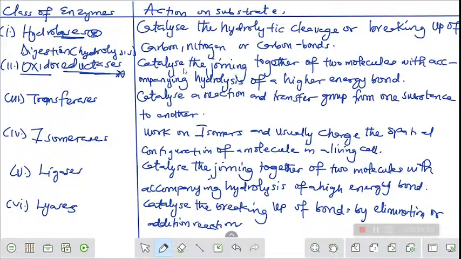So let's go to transferases. What's the function of transferases? Transferases catalyze the transfer of a group from one substance to another. That's their function. They transfer groups from one place to another. Their name is even giving us a clue about them. Hydrolases, hydrolysis; oxidoreductases, oxidation and reduction; transferases, transfer of one group to another.